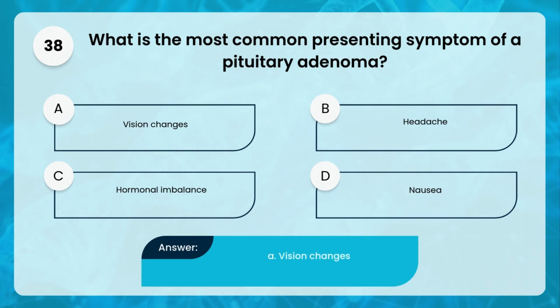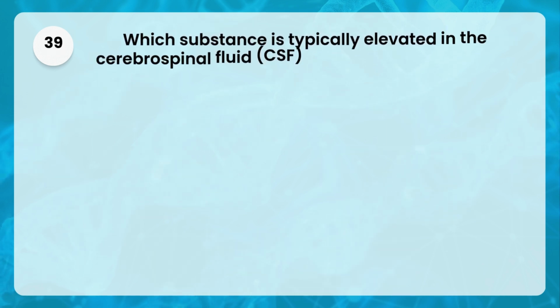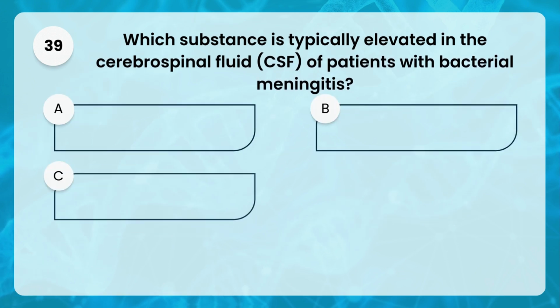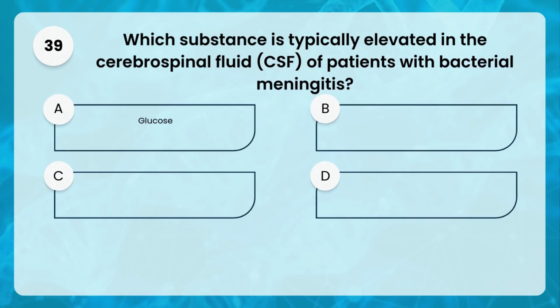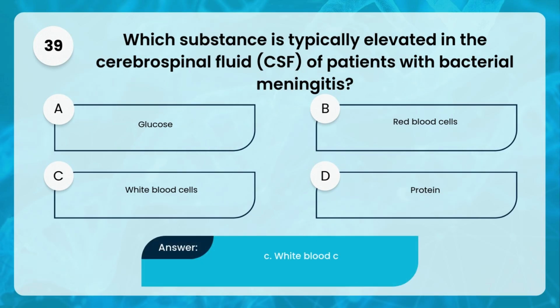Visual changes. Number 39. Which substance is typically elevated in the cerebrospinal fluid, CSF, of patients with bacterial meningitis? A. Glucose. B. Red blood cells. C. White blood cells. Or D. Protein. The answer is C. White blood cells.